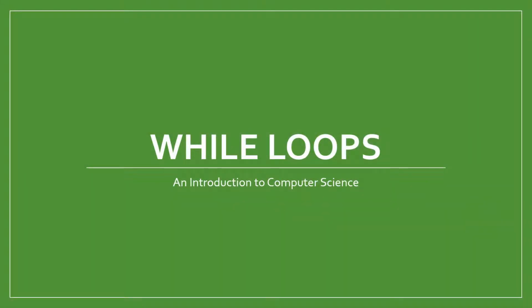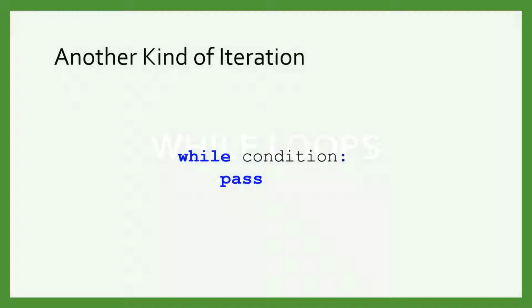Let's learn about while loops. For loops allow us to iterate through each element of a list. They're the most common form of iteration in Python. However, there is another kind of iteration called while loops.